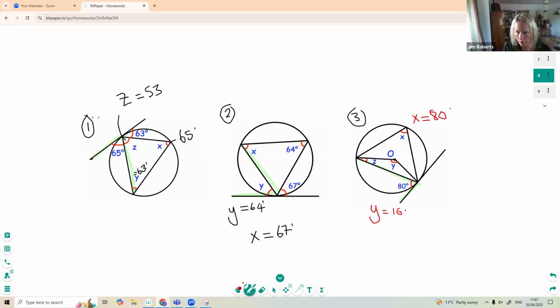Now, if you watched Circle Theorems 1, I gave you a little tip to mark out any radii that you have. That's a radius, that's a radius. It's got to be the same length. So we've got an isosceles triangle, 180, take away 160, divided by 2 gives you Z is 10.